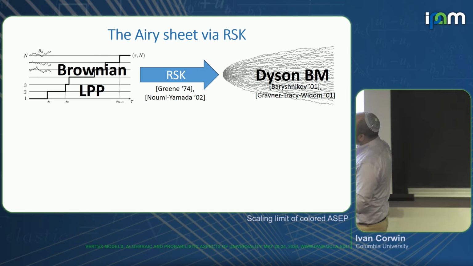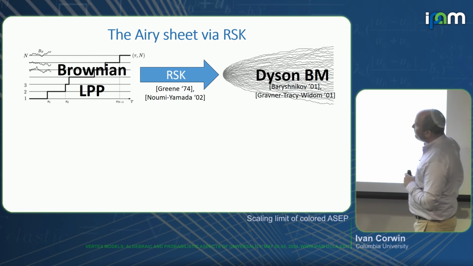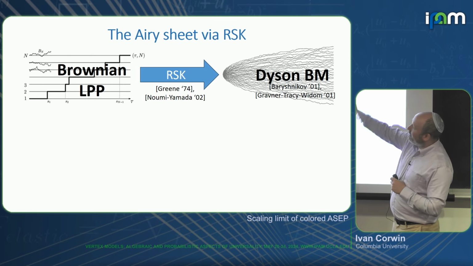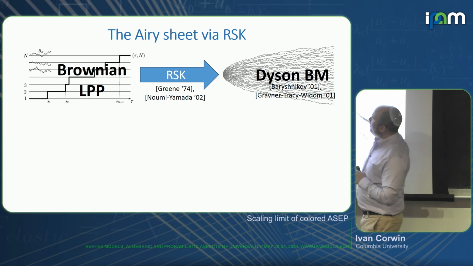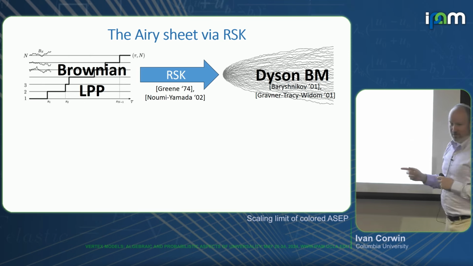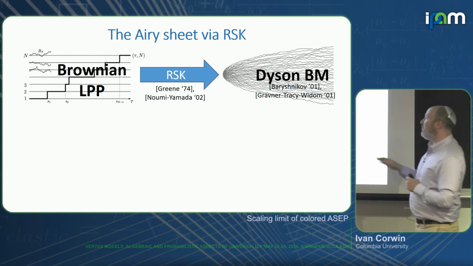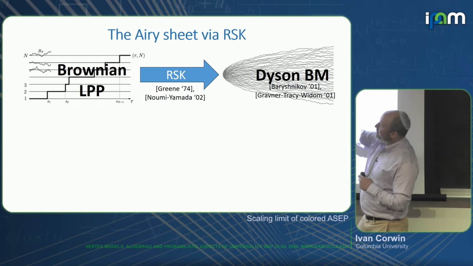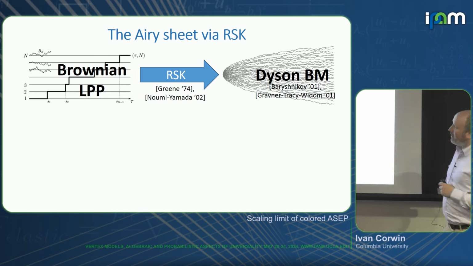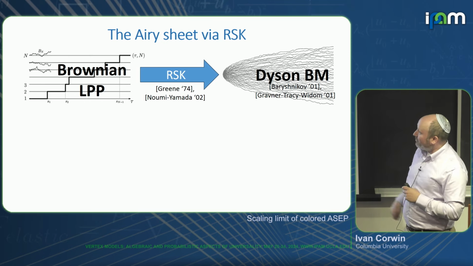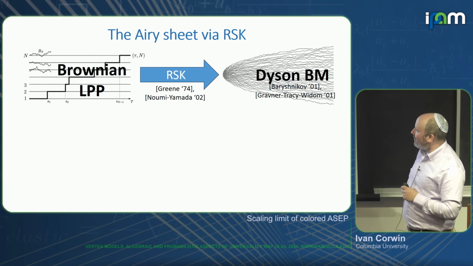Now, RSK has these special properties. So Greene's theorem says that if you look at the longest path from the bottom left to the top right, it actually is encoded as the top curve of the push forward under RSK. And moreover, if you look at the top 2 curves or 3 curves, there's a kind of variational problem involving 2 non-intersecting or 3 non-intersecting paths in this Brownian environment, or in the environment on the left.